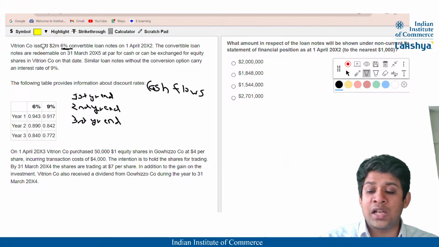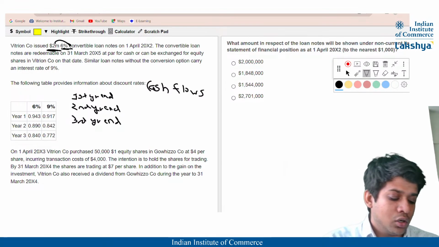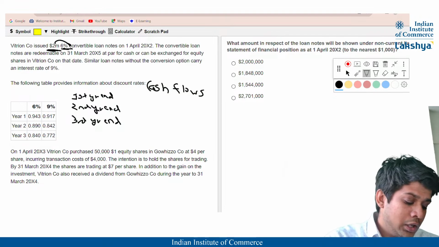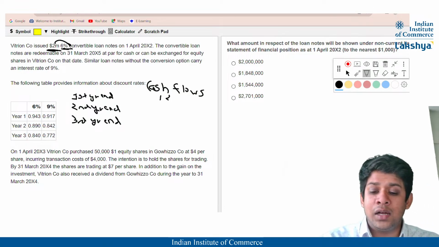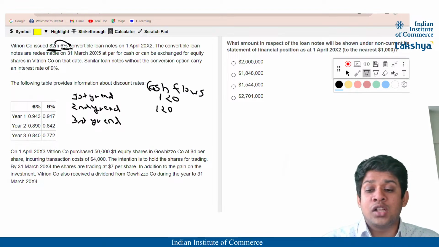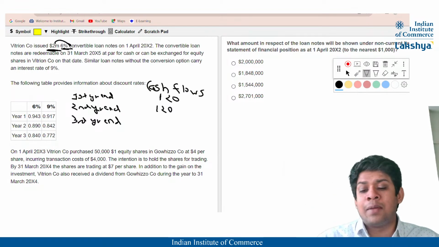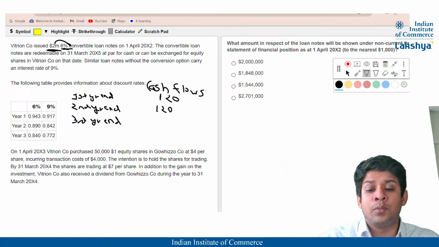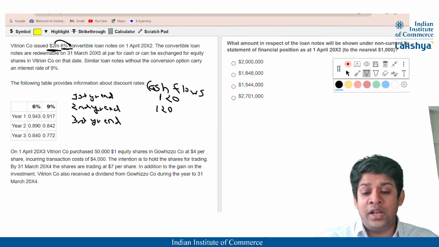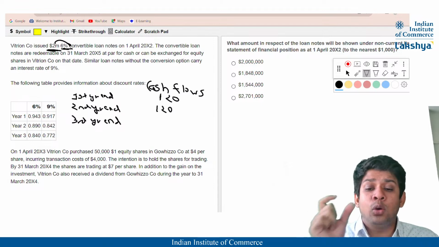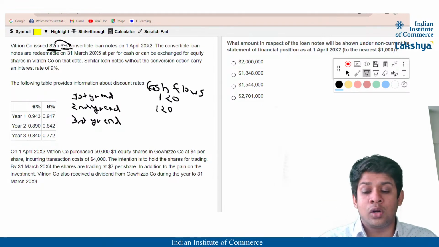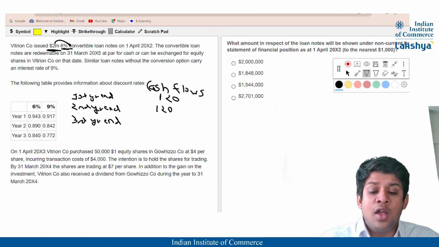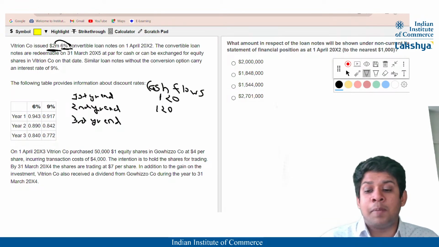What are my cash flows? 2 million is the total value. I'll pay 6% interest on it. So 2 million into 6%, that is 120 in the first year, 120 in the second year, and assuming that this is only a financial liability, okay, assuming that this is only a financial liability, I will calculate only the financial liability component. Okay, that means this does not have a convertible option. That is what I'll assume. Okay, for calculating the financial liability part.